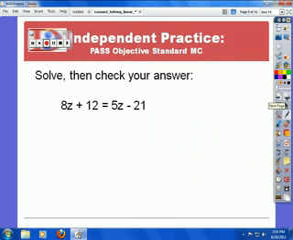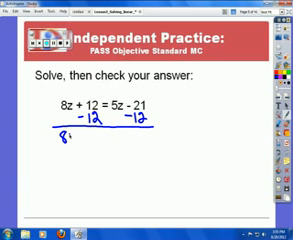In our second equation, we have 8z plus 12 equals 5z minus 21. On this example, I'm going to move my constants first because it doesn't really matter. I'm going to move the positive 12. To move it or to get rid of it, I have to add the opposite. So I'm going to add a negative 12 to both sides of my equation.